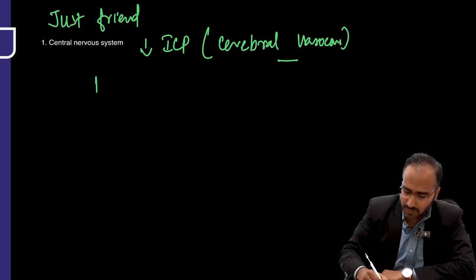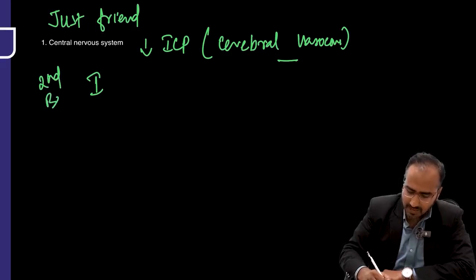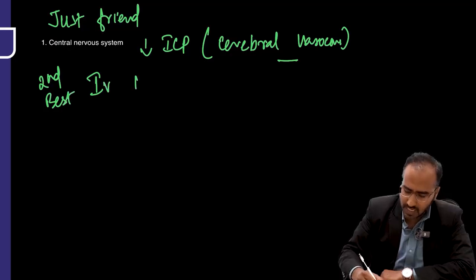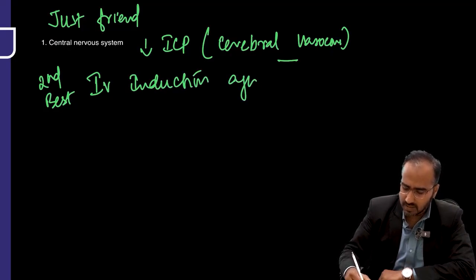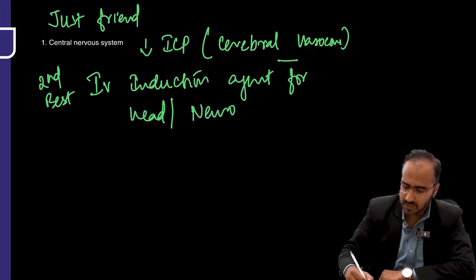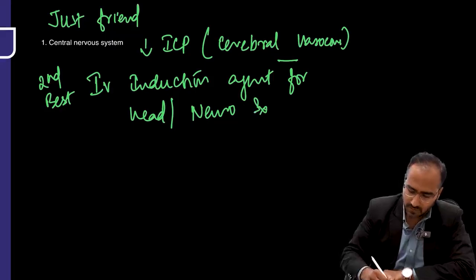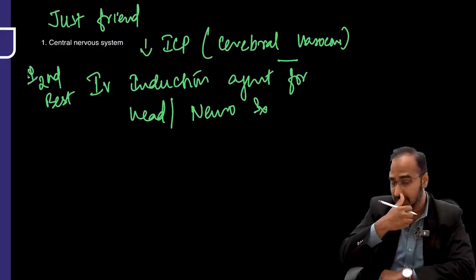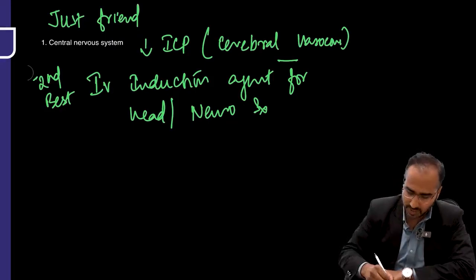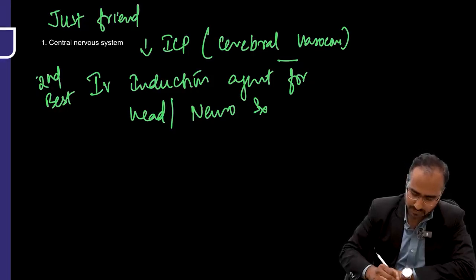Hence, propofol is regarded as the second best IV induction agent for head injury and neurosurgery. Head injury and neurosurgery. Which one is the best, guys? The best is sodium thiopentone.